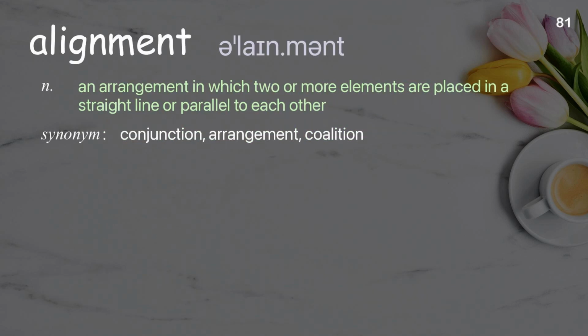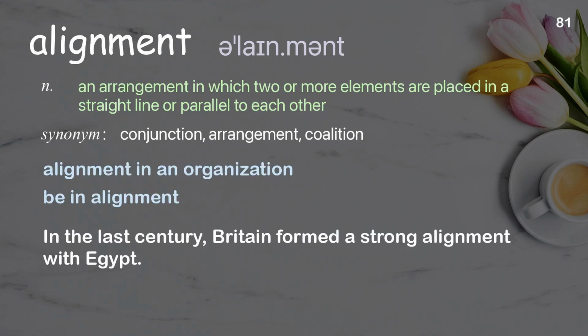Alignment. An arrangement in which two or more elements are placed in a straight line or parallel to each other. Examples: Alignment in an organization. Be in alignment. In the last century, Britain formed a strong alignment with Egypt.